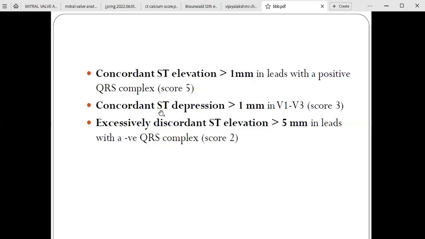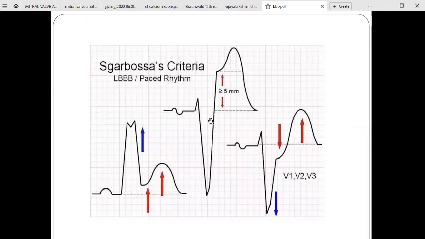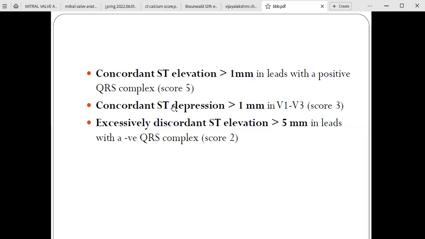Second is concordant ST depression. If you see concordant ST depression, that means the QRS is negative here, and when it is negative, generally there should be ST elevation. But if you see more than 1 millimeter of ST depression in the concordant lead, then it is also considered significant. A score of 3 is given.